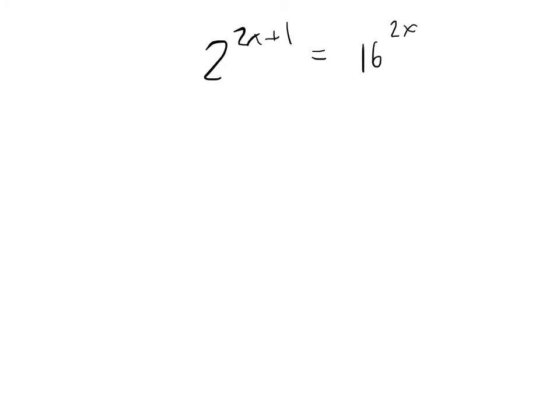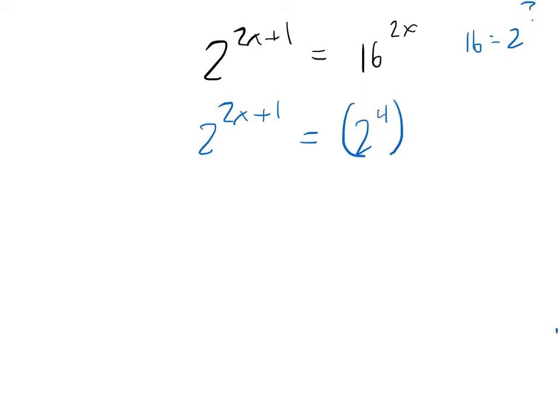So in this case, I have 2 raised to the 2x plus 1 power equals 16 to the 2x. Remember, our first step is to make sure that they have the same base. So I know that over here I have 2 to the 2x plus 1. I want to write 16. 16 is 2 raised to what power? That's what I have to think about. What power do I have to raise 2 to get 16? I know that 2 raised to the 4th power gives me 16.